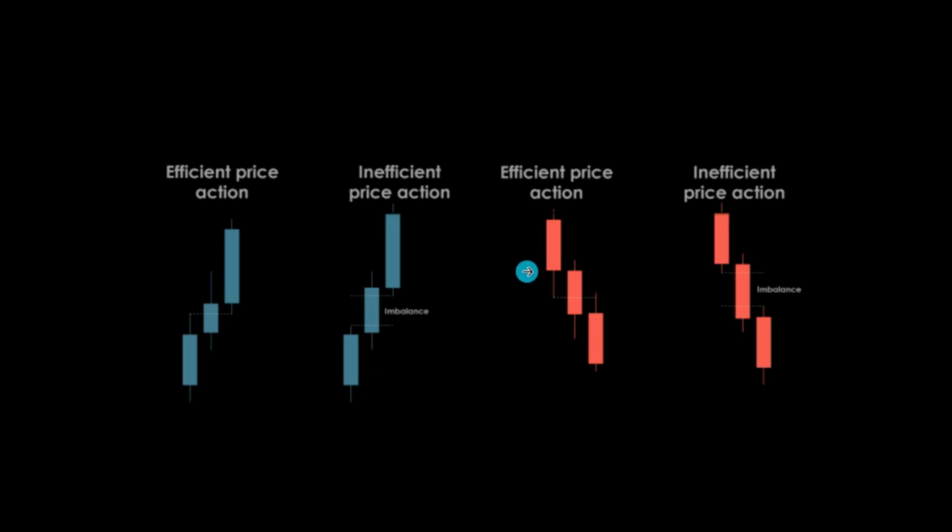Now moving on to the bearish example, we also have the three candle formation. We have efficient price action here. Why? Because the wick low of the first candle and the wick high of the third candle are overlapping with each other, so we do not have a fair value gap here. Now if you move over to this section where we have the fair value gap or imbalance present, you can see that the wick low of the first candle and the wick high of the third candle are not overlapping with each other.